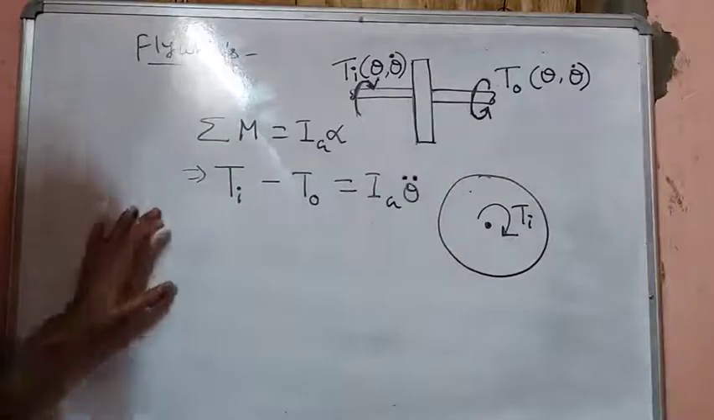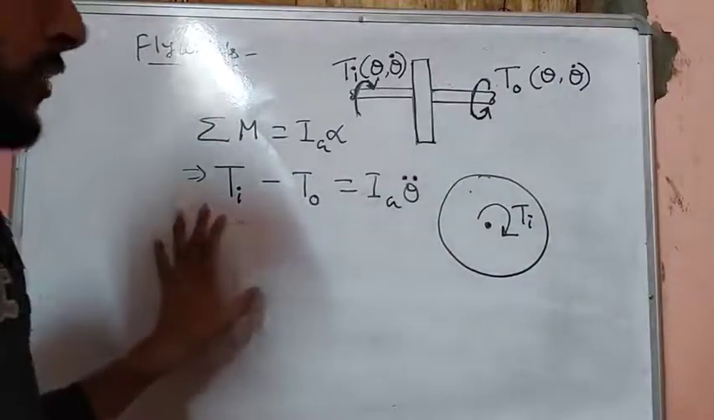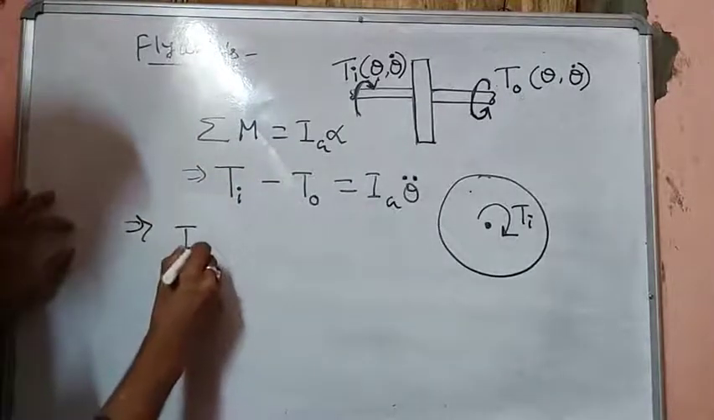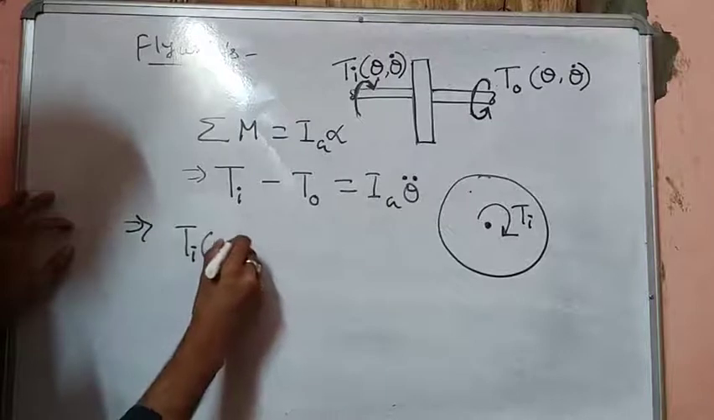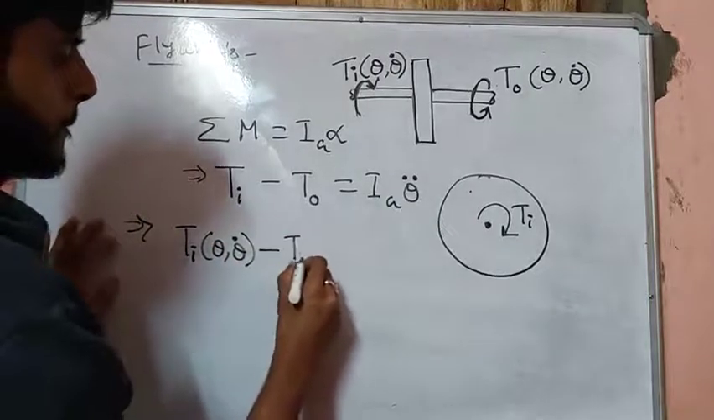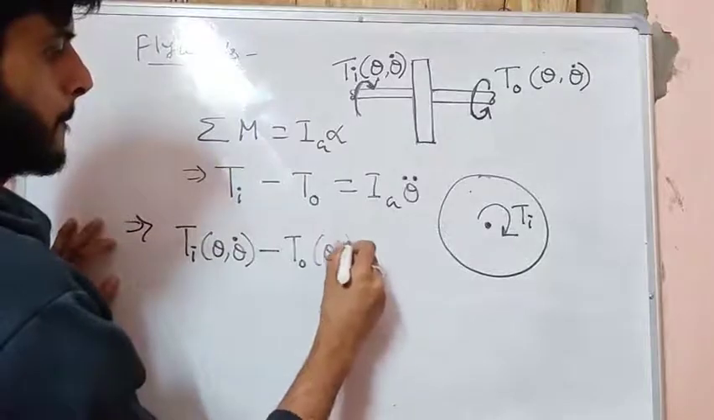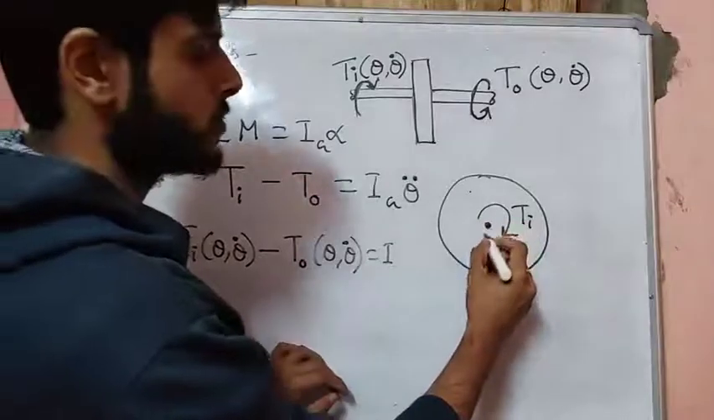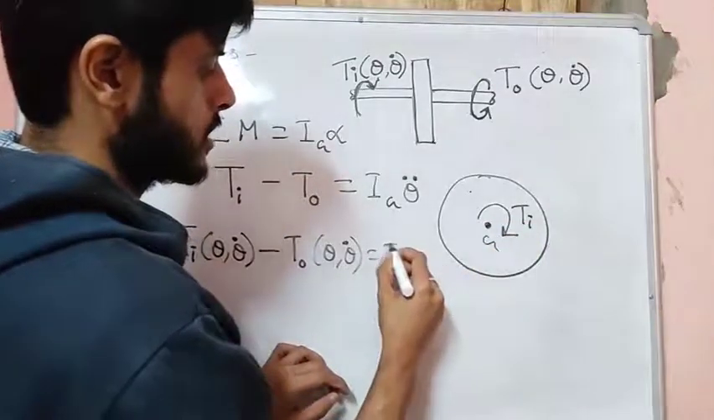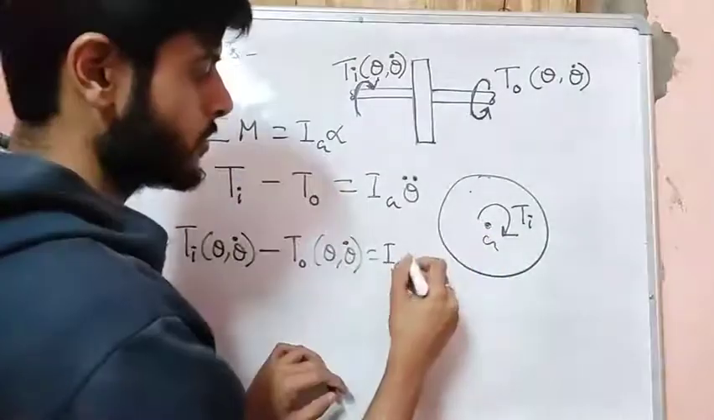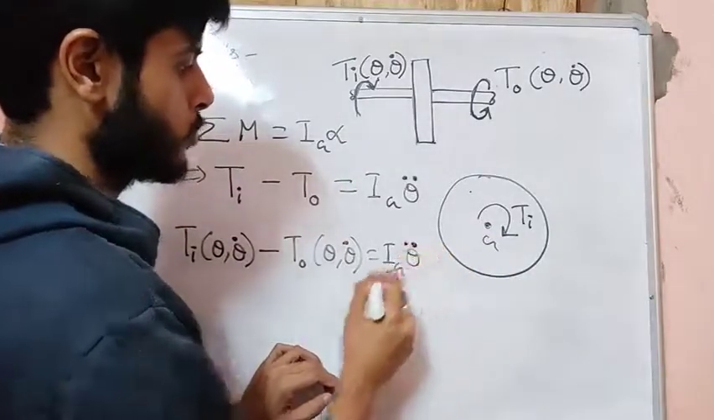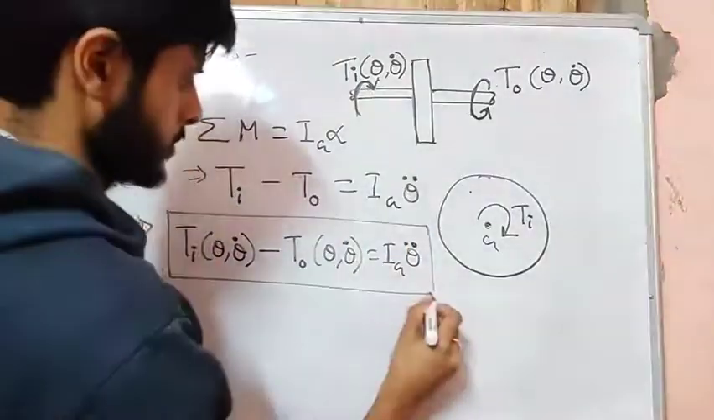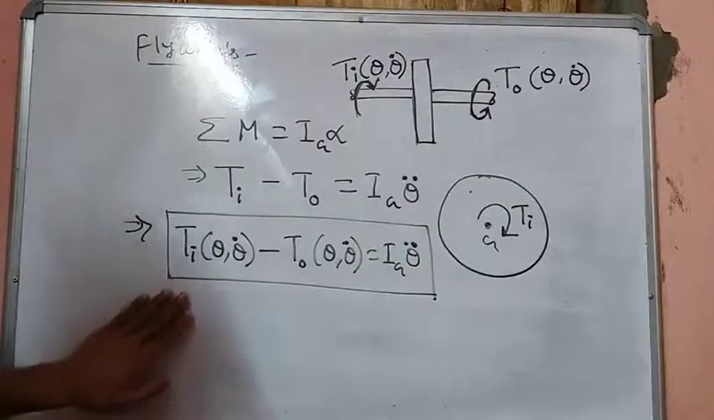So this is basically the equation of motion. This is one of the most important equations in flywheel analysis. This I is nothing but the moment of inertia about the center of mass of the flywheel. So Ig is the moment of inertia about the center of mass of the flywheel, and this is one of our most important equations for flywheel analysis.